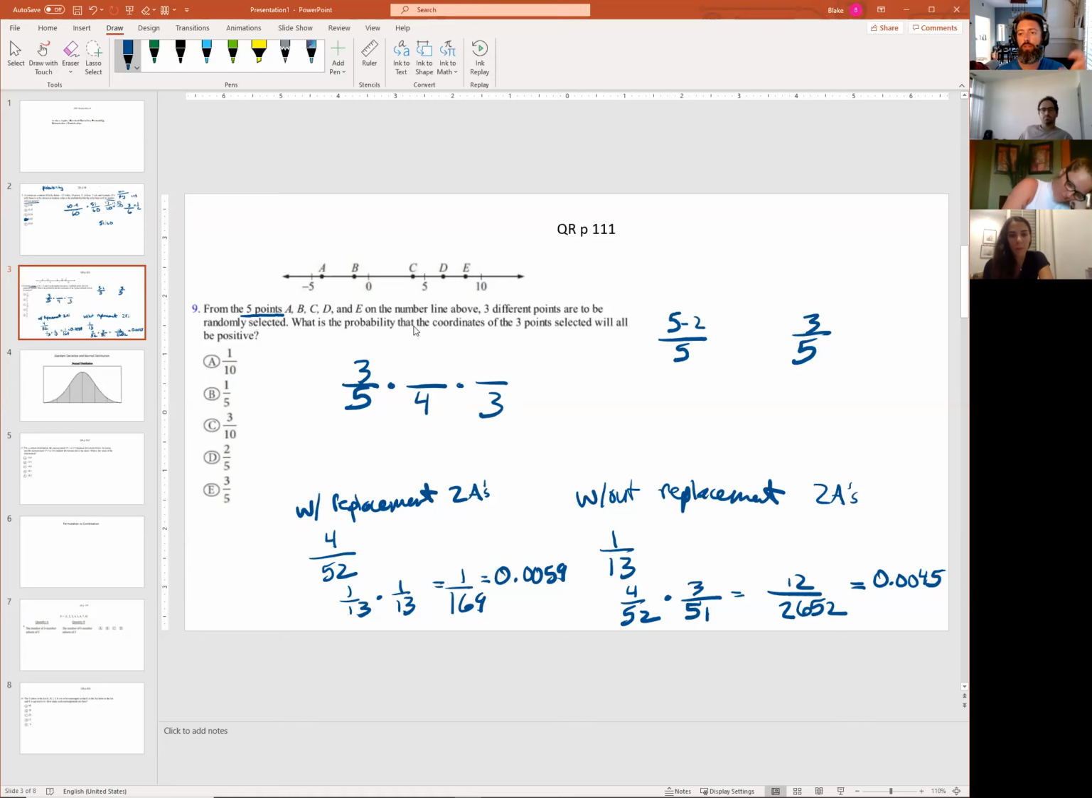So we're taking out 3 points at a time. The odds of the first point being positive, 3 out of 5. What about the odds of the second point being positive? Kennedy, what do you think? 2 out of 4. Yep. And then the last one, there's only one positive left, right? Because we've already chosen 2 of them. So then it's 1 out of 3.